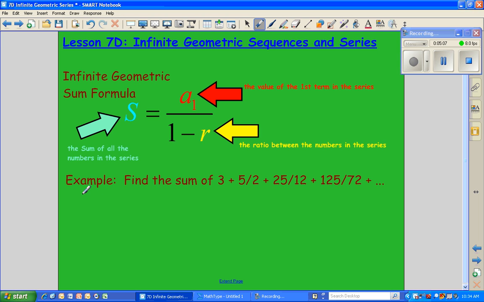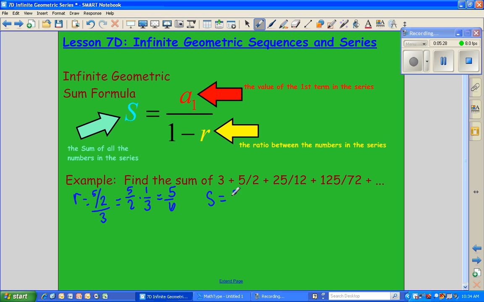All right, let's look here. We have an infinite series, got the dot, dot, dot. So r equals (5/2) over 3. So that's 5/2 times 1/3, which is 5/6.